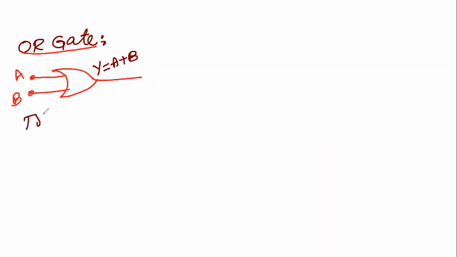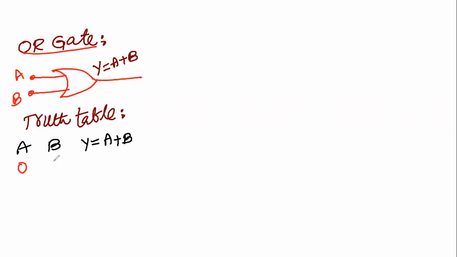If you take the truth table, A, B, Y is equal to A plus B. Where A is 0, B is 0, Y is equal to 0. A is 1, B is 0, Y will be 1. A 0, B 1 is 1. And A 1, B 1, output will be 1. This is the truth table for the OR gate.